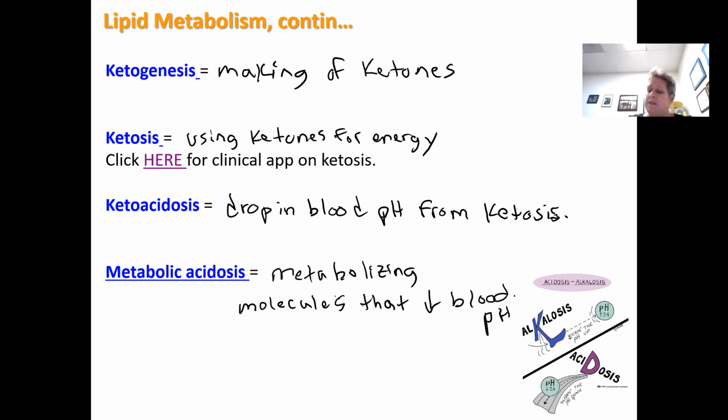Okay, if it's got the word acid in it, it's going to drop your blood pH. So ketones are acidic. They cause a drop in blood pH, specifically known as ketoacidosis. Fatty acids high in your blood can acidify your blood. Lactic acid in high levels can acidify your blood. And when we metabolize proteins or amino acids and it's high in your blood, that can cause metabolic acidosis.